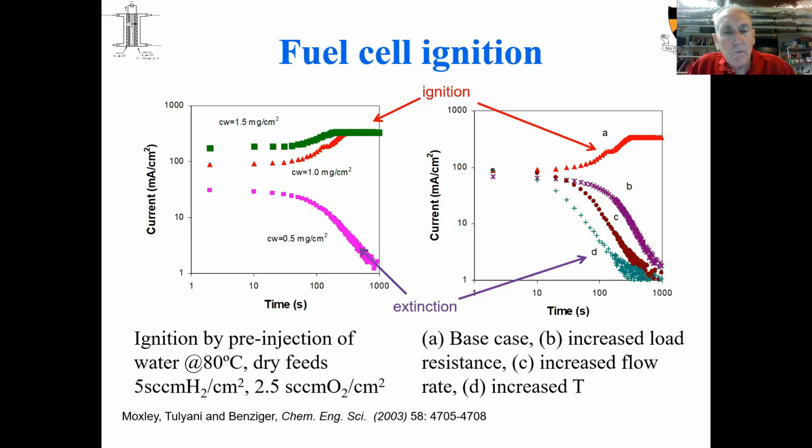If I took that base condition where I had ignition and I increased the load resistance, or I increased the flow rate, or I increased the temperature, all of those would take the ignited condition, and over time, the fuel cell would become extinguished.